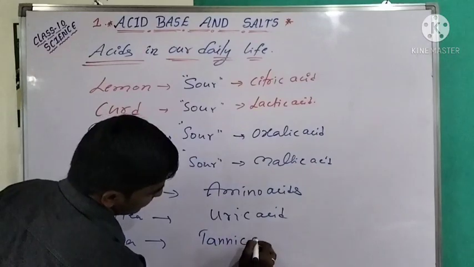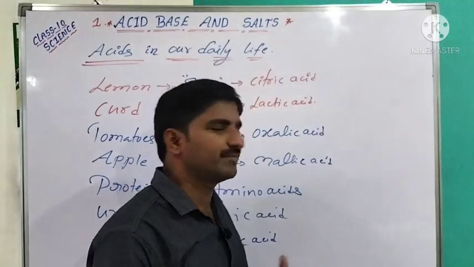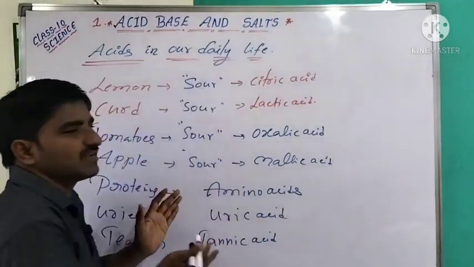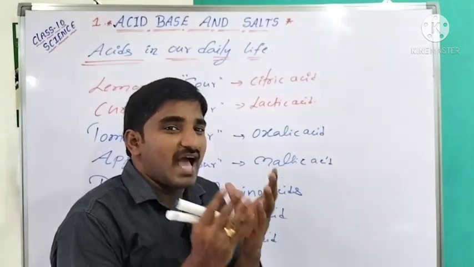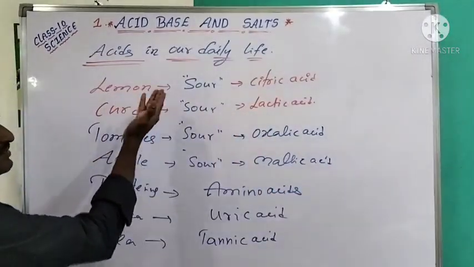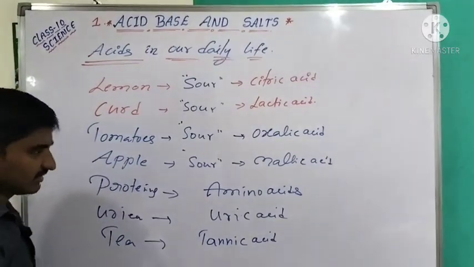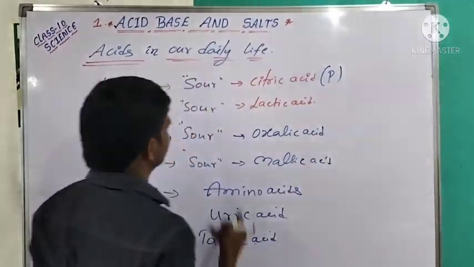Tannic acid. So many acids are there in daily life, and we are familiar with many of them. These acids are obtained from nature only. So the final conclusion: the acids are present naturally. Lemon is one of the plant acids. These are plant acids.